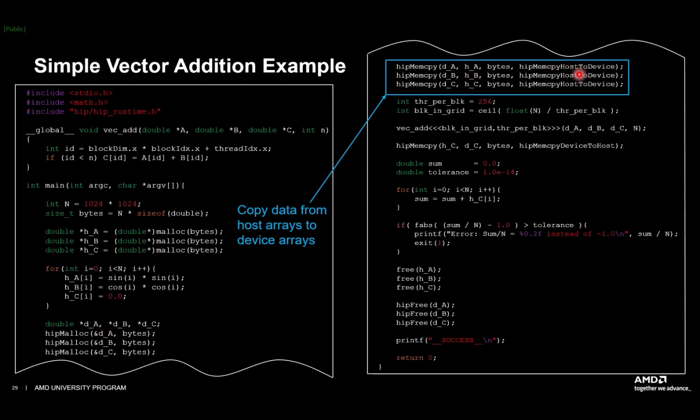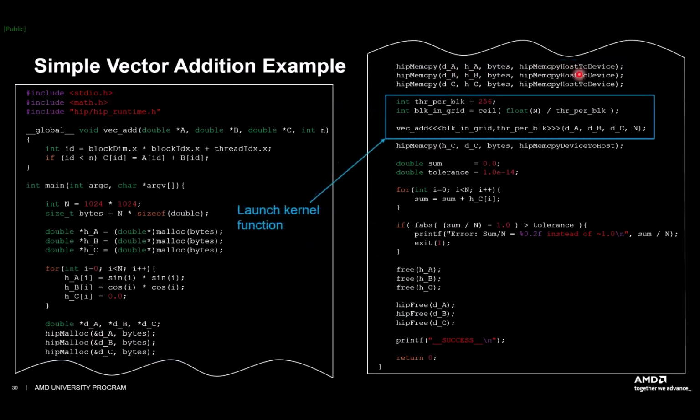Now that the data lives on the GPU as well, we can launch our kernel. So we set our number of threads per block, and then we calculate the number of blocks in the grid based on the number of elements in our array and the number of threads per block. We use the ceiling function here to make sure that, if we don't divide evenly, we have enough threads to cover all the elements of the array. And then we launch our kernel, and we'll look at this kernel launch after this, along with the GPU kernel itself.